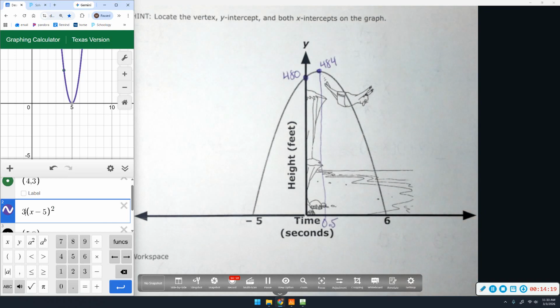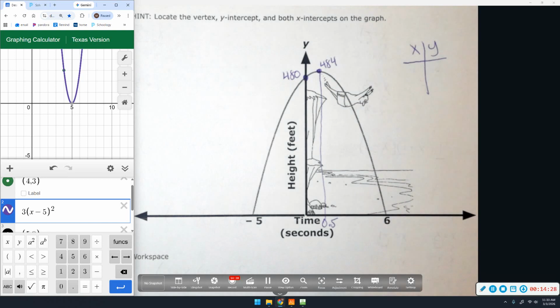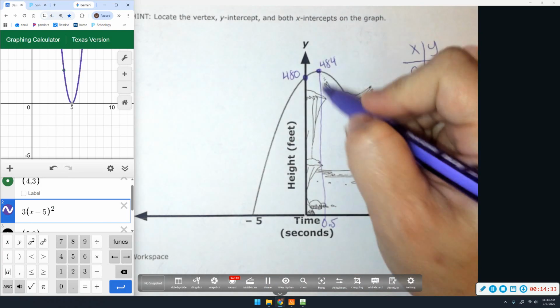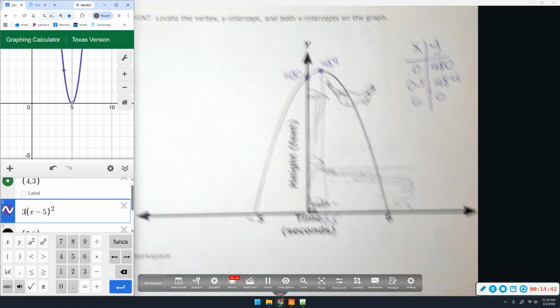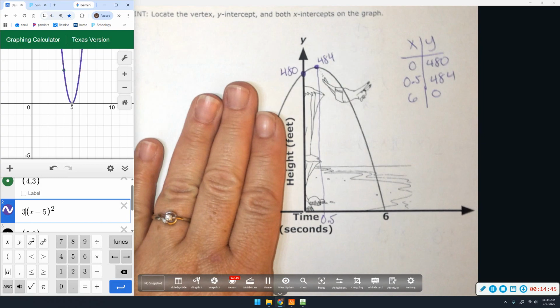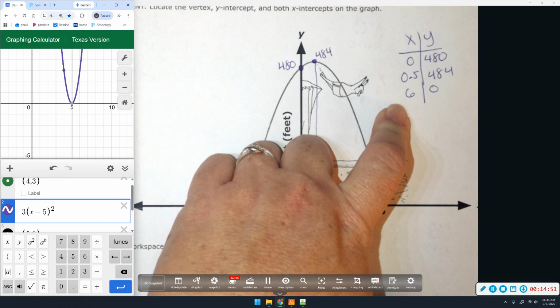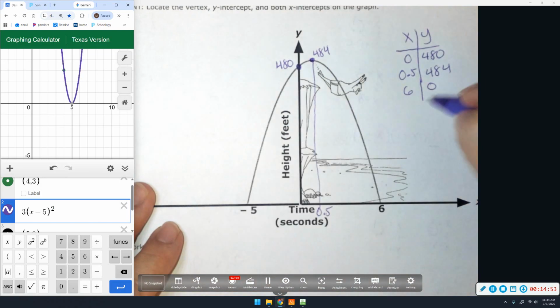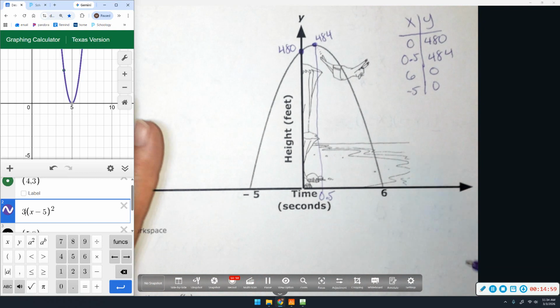Okay, so then it says it took him 6 seconds to reach the water. So we have enough points. I know 0, 480, because that's where we started. I know 0.5, 484. Then I know he hit the water at 6 seconds. That's a height of 0. Pretend we don't know this point, but we do, because we need it to write our equation. But we have enough points to figure out our A. Yes? Now we also do know this point, so negative 5, 0. So I know I can find my function.